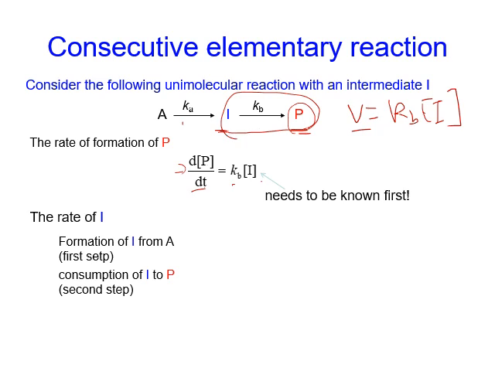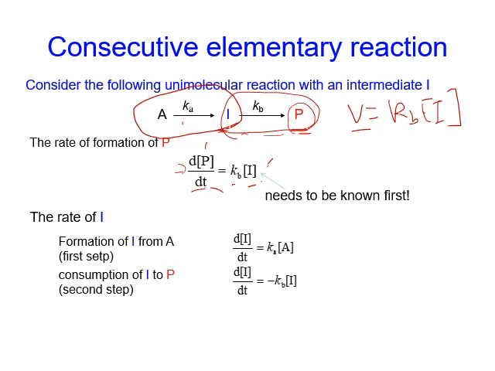Now in this equation you have three variables, P, t, and I. So we need I to calculate P. Next we write the differential equation for I so that we can integrate. For I, you have two reactions that involve it. One is the second step, which consumes I. The other is the first step, which produces I. So we have two terms.